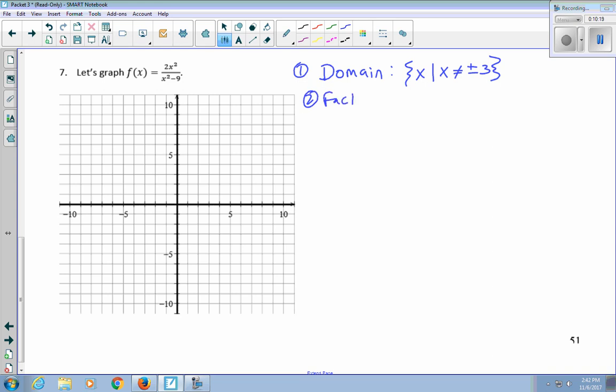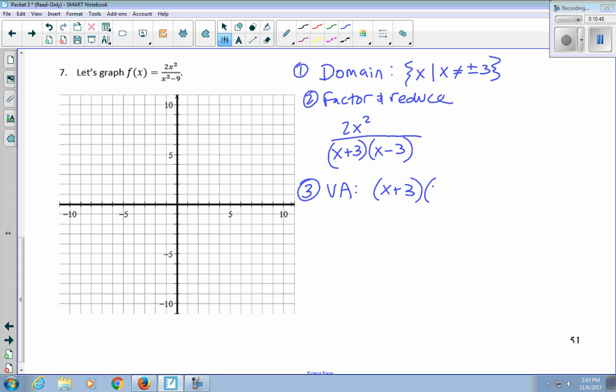Step 2, factor and reduce. Okay, so I've got 2x squared over x plus 3, x minus 3. Nothing cancels. I can't reduce this at all, so I have no holes. There's no holes in the graph here. Step 3 would be to find vertical asymptotes. Those happen where the denominator equals 0. Once I've factored and canceled, I set the denominator equal to 0, and I get x equals plus or minus 3. Put those in right now. Vertical asymptotes.